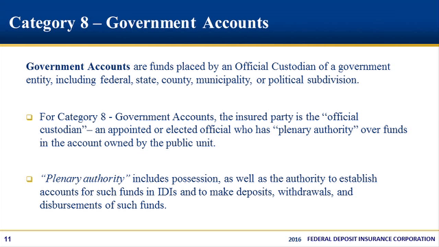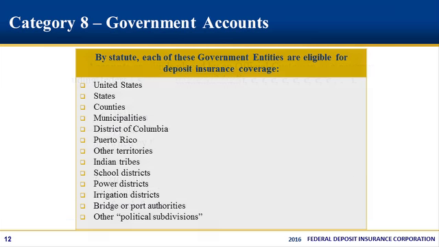Who is considered an official custodian? An official custodian is an appointed or elected official who has plenary authority, including control or decision-making authority over funds in the account owned by the public unit. As shown on this slide, by statute, and as described under the FDIC regulations, the following government entities are specifically covered under this category. Other government entities may qualify for deposit insurance coverage under this category, but the entity must demonstrate they meet the definition provided for under the state law in which they operate.